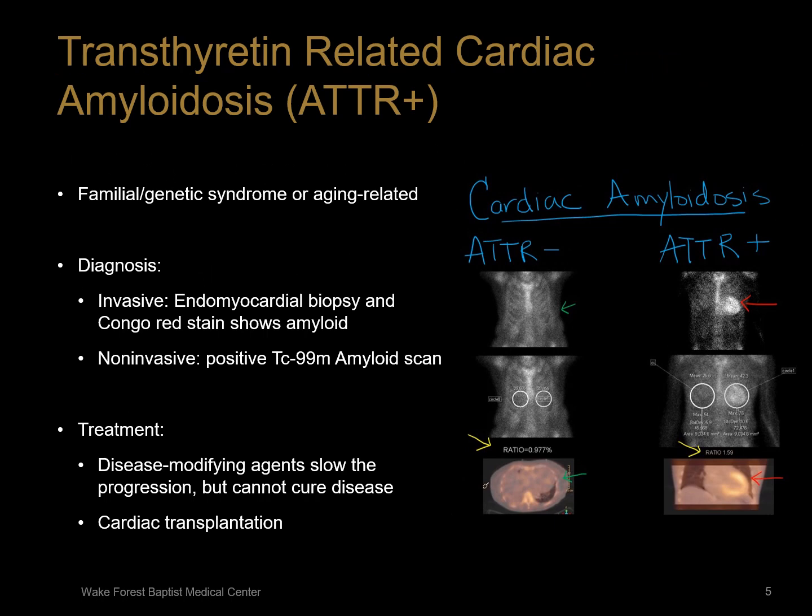Now, transthyretin cardiac amyloidosis can be genetic or aging related. It is most common in men over 70, and it is estimated that 3 to 4% of U.S. African Americans have inherited the mutation of the transthyretin gene. Normal transthyretin proteins transport vitamin A and the hormone thyroxine. Misfolded proteins aggregate in the heart, and diagnosis can be made using the nuclear medicine amyloidosis scan instead of an invasive myocardial biopsy. Treatment includes newer disease-modifying agents to slow the process and up to and including cardiac transplantation.